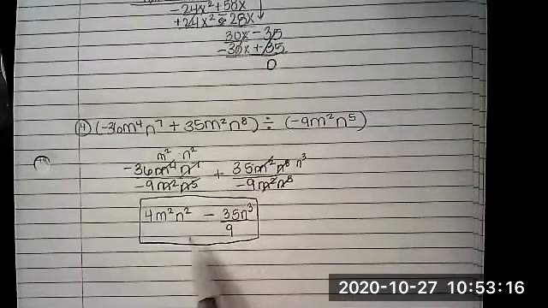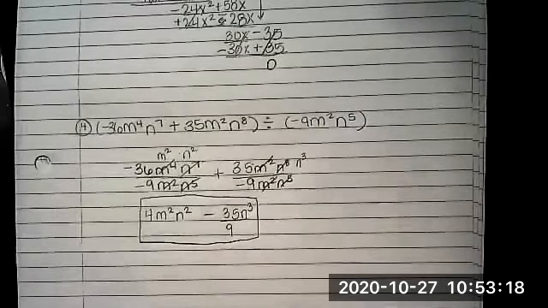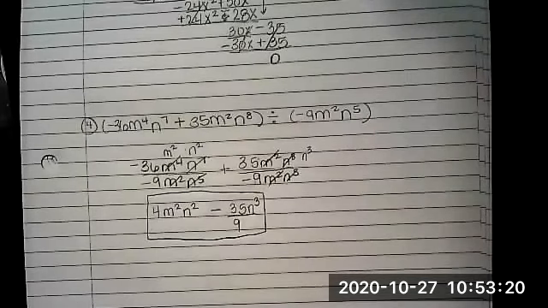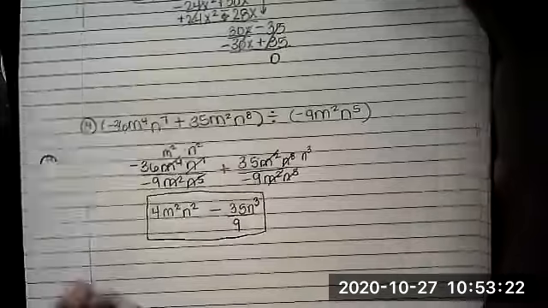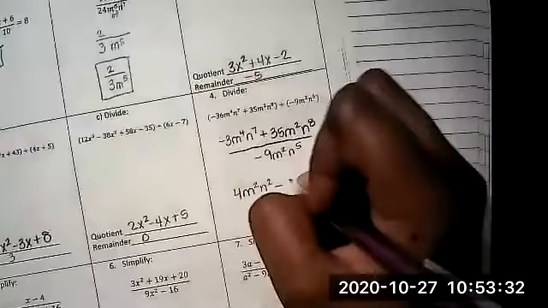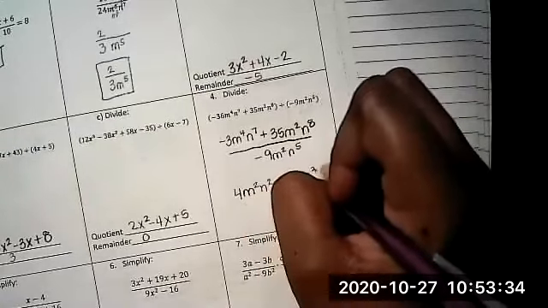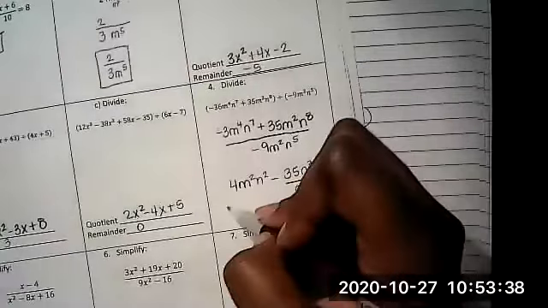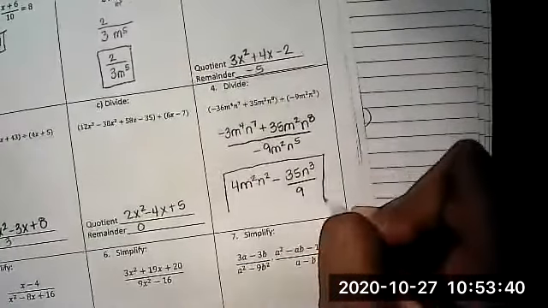Got it? Good. So we wrote this out, and you will definitely see one of these on your test. So make sure you really understand that. Okay, so that is our answer there. We got 4m squared n squared minus 35 n cubed over 9. So that was our answer for number 4.